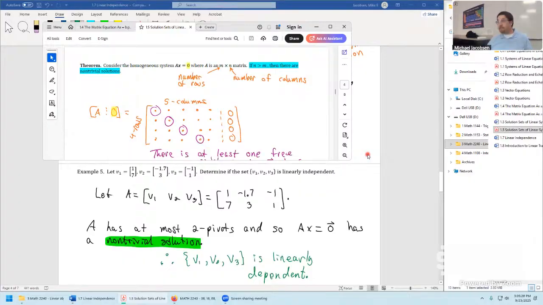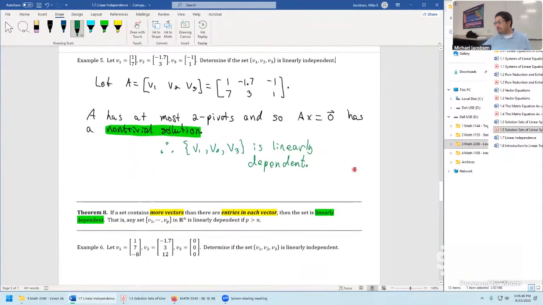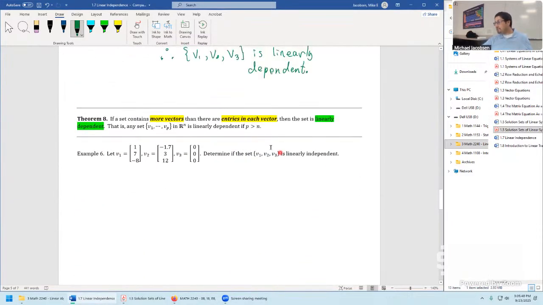Okay, so that continues to be a really nice theorem from the last section. 1.5 was a weird section because we really didn't know what we were going for. It was just considering vector equations and matrix equations set equal to 0. And this was the idea. We're trying to determine what linear independence is, what linear dependence is.